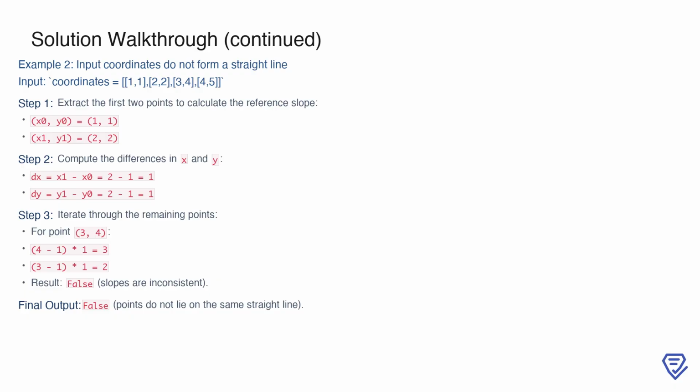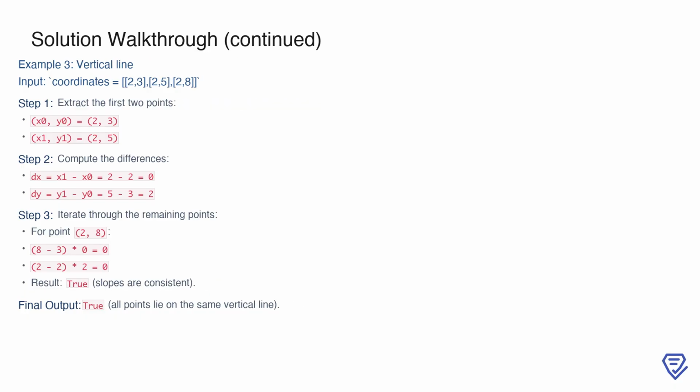Next, for the point 3, 4, we compute y0*dx as (4-1)*1 equals 3 and x0*dy is (3-1)*1 equals 2. The results are not equal, indicating that the slope is inconsistent. Because one of the points breaks the pattern, the output is false, confirming that these points do not lie on the same straight line. Finally, let's consider an example where the input points form a vertical line.